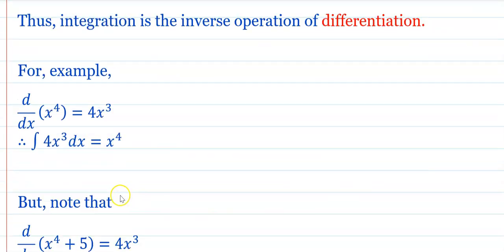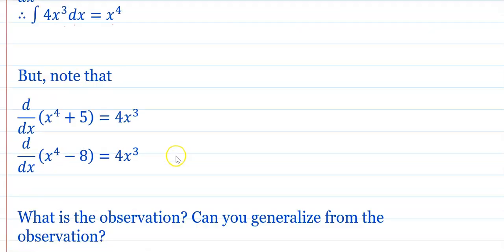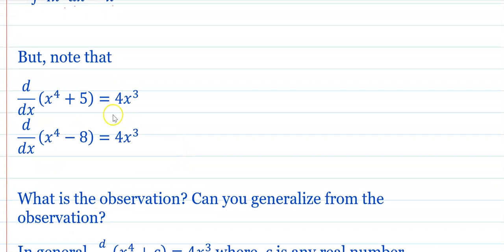Okay, for example, d/dx of x raised to 4 is equal to 4x cube. I will again ask the question: 4x cube is the derivative of what? This is the derivative of x raised to 4, and hence integral of 4x cube is x raised to 4 in this way. Now see this here. Again, one more thing. But note that if I find the derivative of x raised to 4 plus 5, then I will get 4x cube.